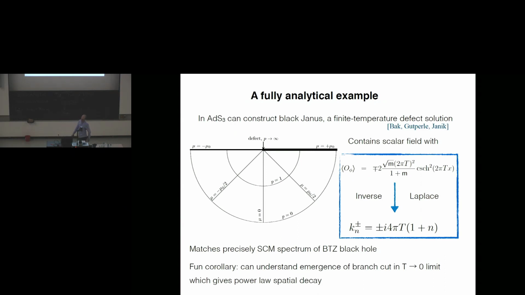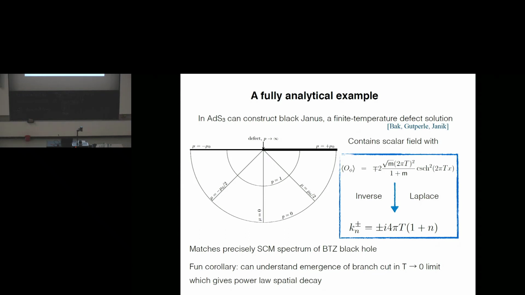Now, actually, this can even be done analytically, which was something that surprised us. So one can use this Black-Janus solution, which is a finite temperature defect solution, exactly written down by these authors. So there is some strange coordinate system, but essentially there's some left of the obstacle and right of the obstacle region, and there's a bulk region.